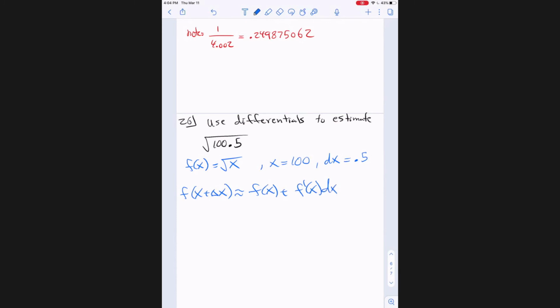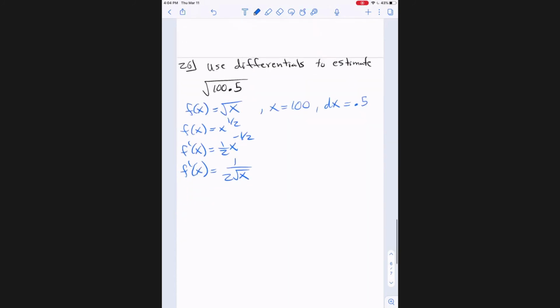Well, before I use this, I got to figure out what the derivative is first. Let's get the derivative first. What's f? So f of x can be rewritten as x to the 1/2. So the derivative is going to be 1/2 x to the negative 1/2, which can be rewritten as 1/2 times the square root of x. All right, now we're ready.